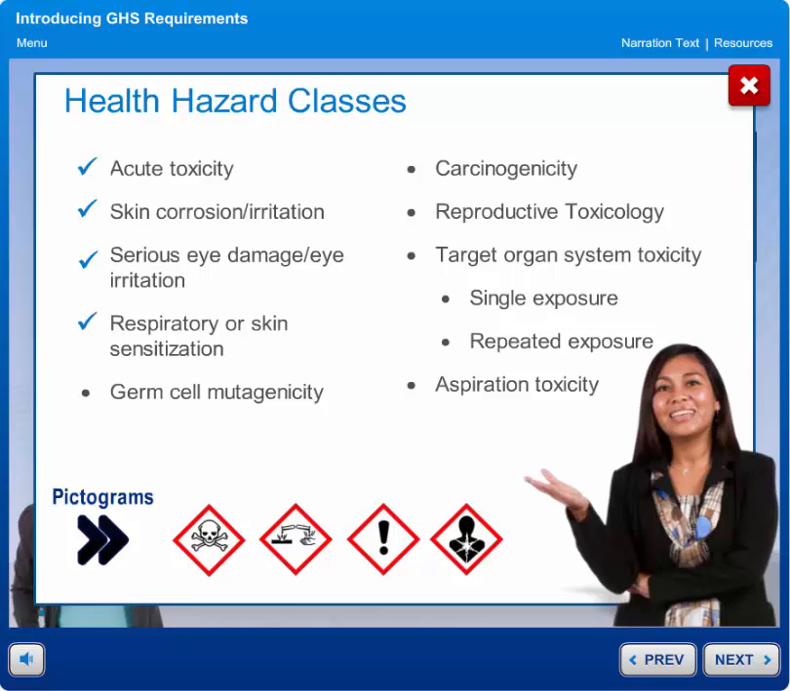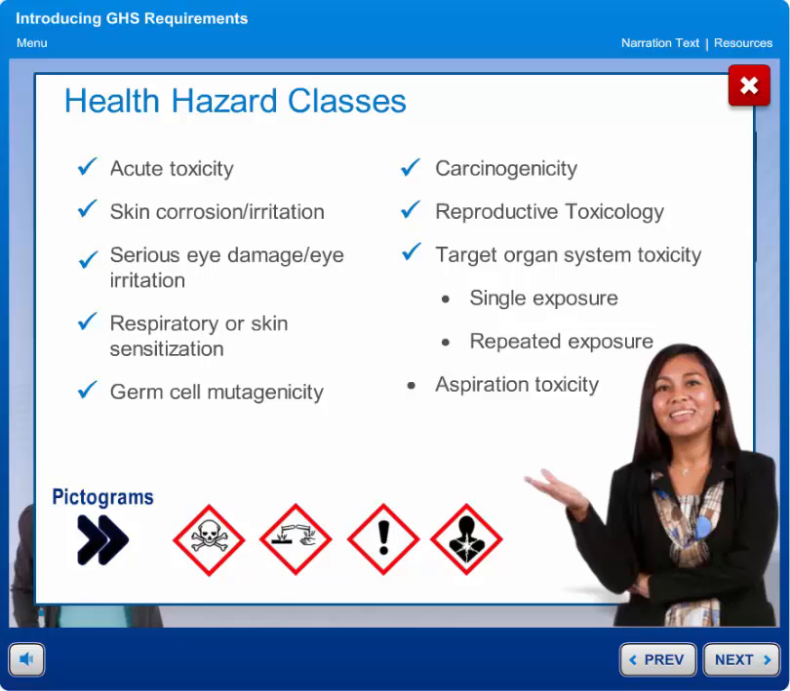Respiratory or skin sensitization. Do you know what a sensitizer is? A sensitizer is a chemical that after exposure to it can trigger an allergic reaction. Other health hazard classes are germ cell mutagenicity, carcinogenicity, reproductive toxicology, target organ system toxicity. This indicates that specific organs like the liver or kidneys are targeted, and this can happen after either single or repeated exposure.